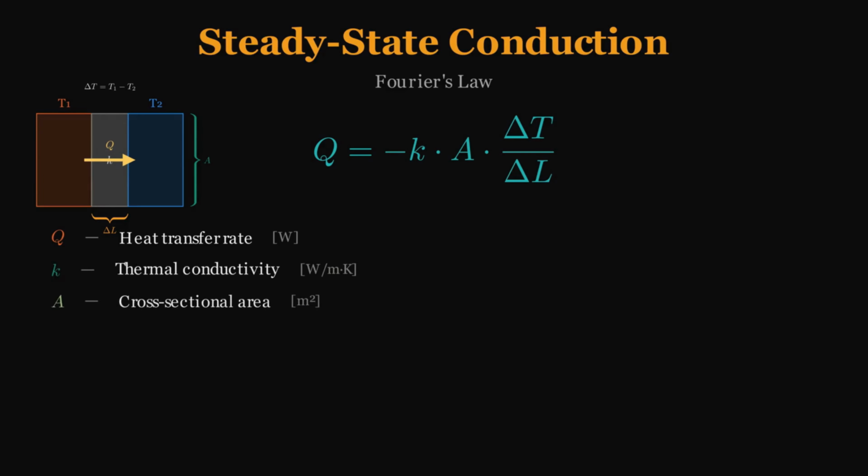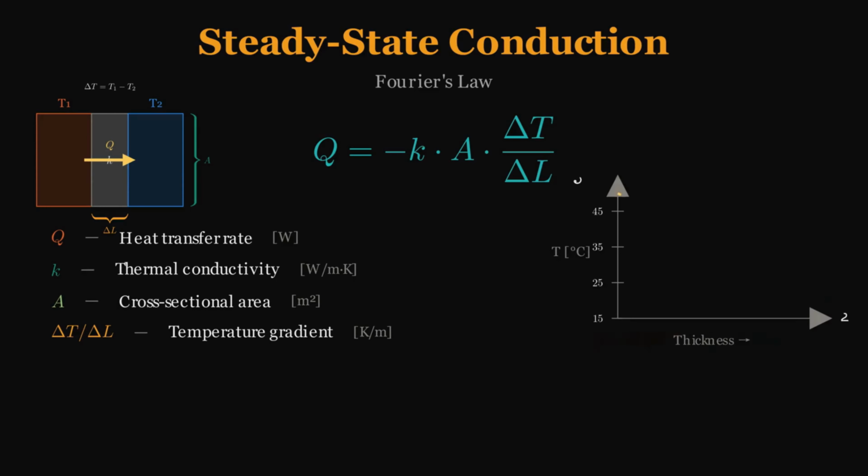Let us understand each parameter. Q is the heat transfer rate in watts. K is thermal conductivity, a property of the material. For example, copper has a K of around 400, while wood is only 0.15. A is the area through which heat flows, bigger area, more heat. And delta T over delta L is the temperature gradient, how steeply temperature changes across the thickness. Steeper gradient, faster heat flow.